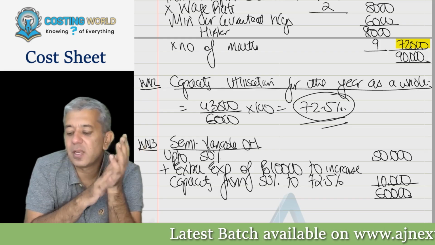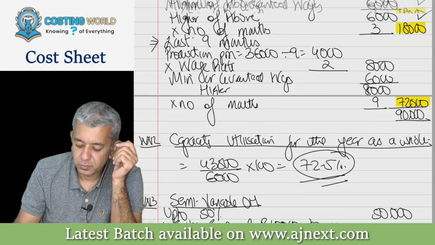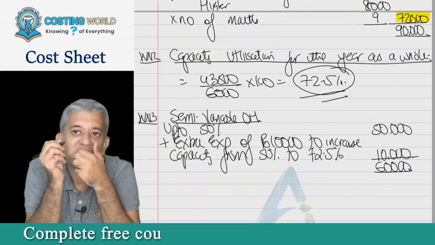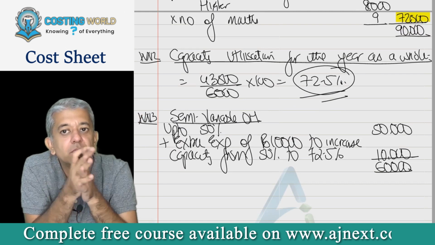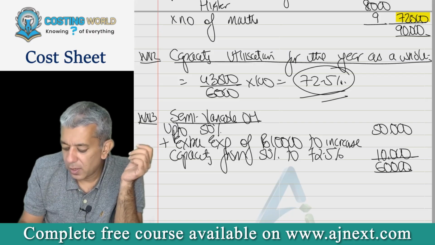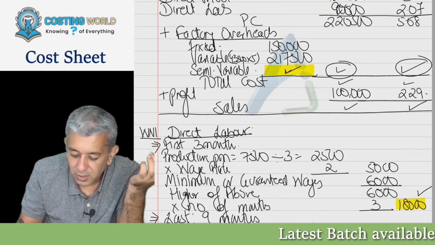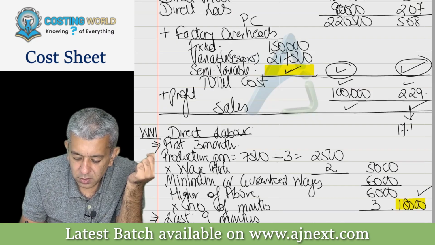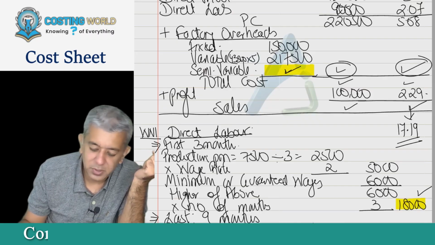You can tell me the selling price once you get it. Sir, 17.19. I don't know, whatever you say, I'll accept it. 17.19. Everybody can confirm, please.